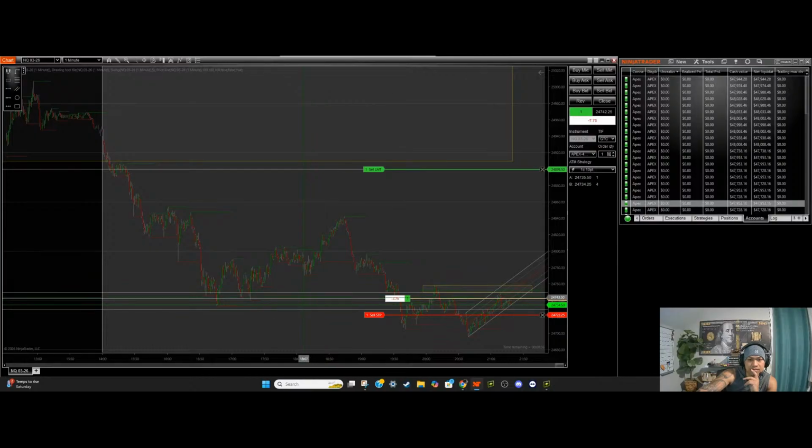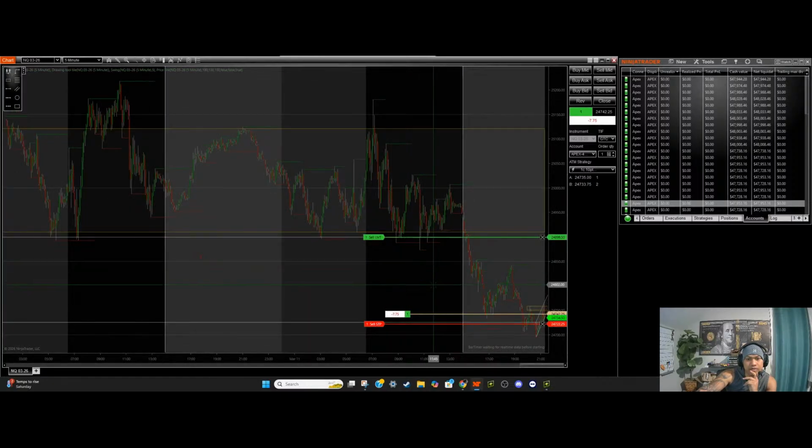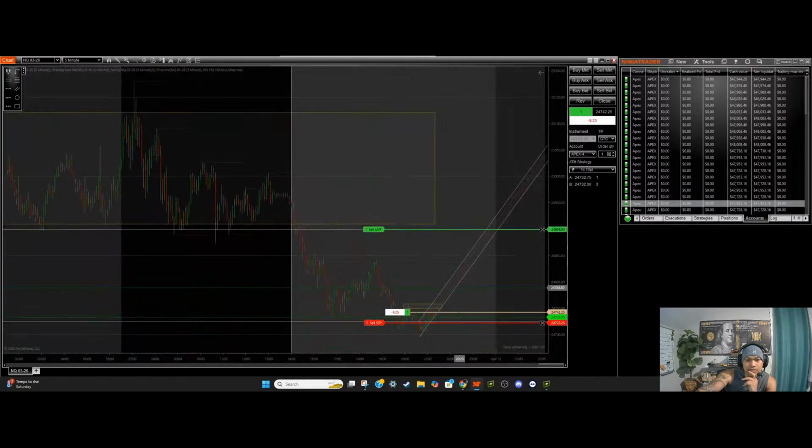Okay, get rid of these lines here. It's getting pretty messy. Ideally, I don't want to go below 725. NQ 24,725 is the price I don't want to go under. Let's go back to the 5 minute. This 1 minute is getting annoying. Okay.